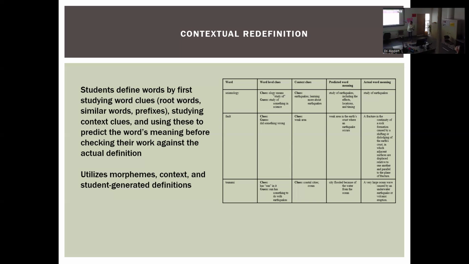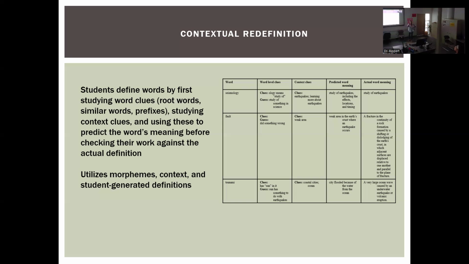So seismology. Well, the word level clues. I know ology means a study of, so it's going to be the study of something. Context clues. They're talking about earthquakes, so maybe learning more about earthquakes. The study of learning more about earthquakes, right? So I think it's the study of earthquakes, including the effects, location, and timing. Study of earthquakes. There we go. So it's just kind of like, what do I know about the words? Chunking it, like morphology, chunking it.